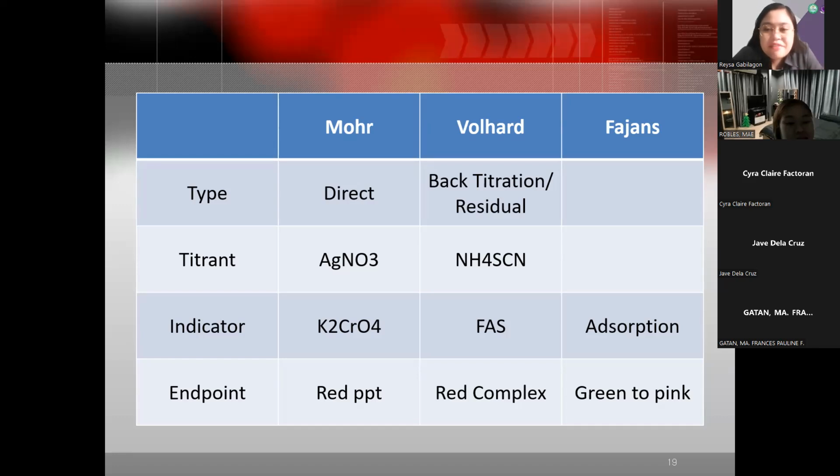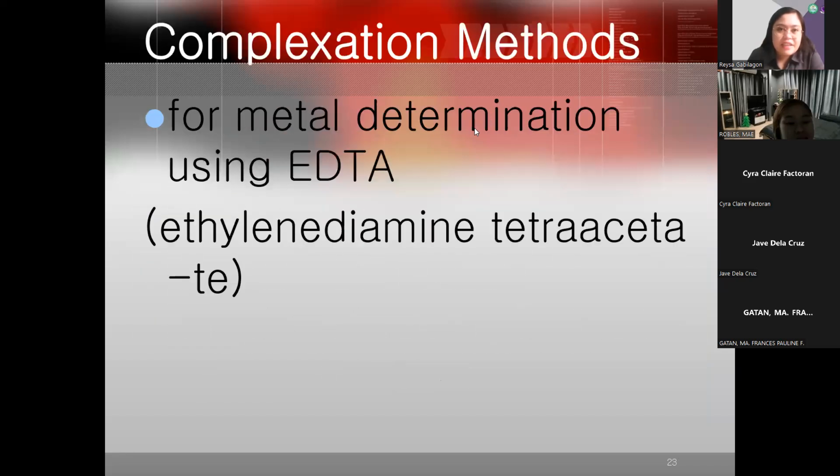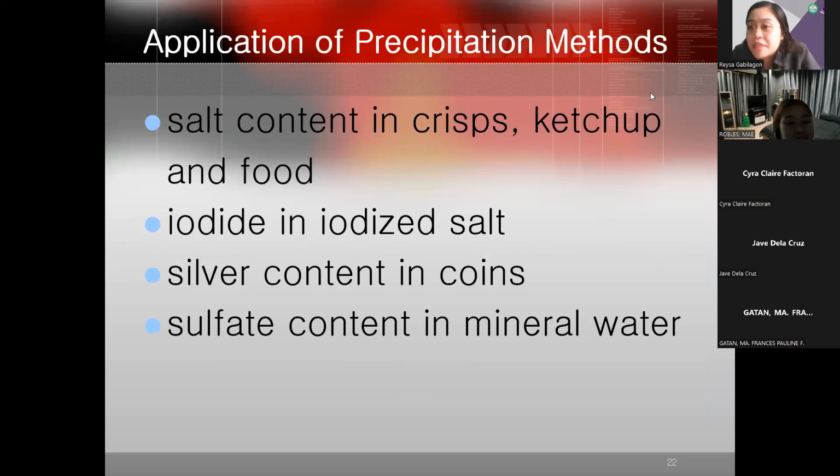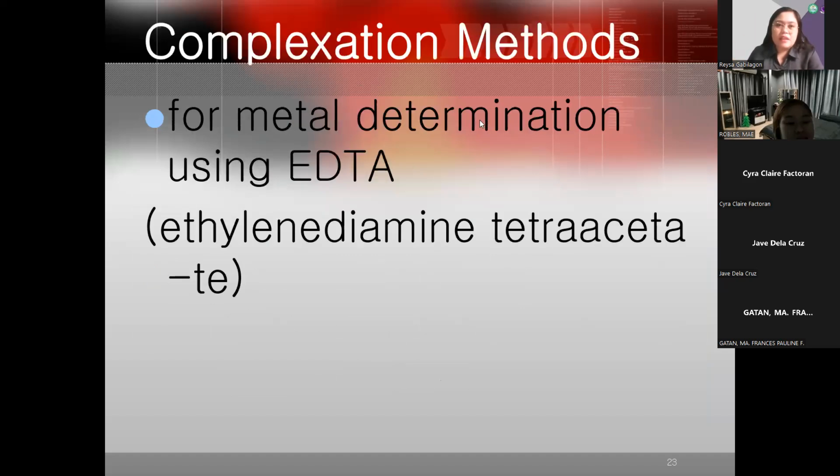And then lastly, we have the Fajans that uses a different set of indicators. We have the adsorption, tatlong klaseng adsorption indicators tayo nito. And then the endpoint will be green to pink. So tatlo lang yan siya. So nag-end tayo here sa application of precipitation methods. Most likely this one is for the determination of ions or salt content ng ating pwedeng food, pwedeng pharmaceutical products.